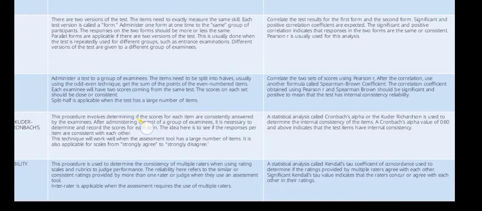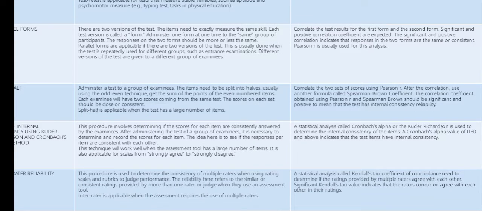A statistical analysis called Kendall's tau coefficient of concordance is used to determine if the ratings provided by multiple raters agree with each other. A significant Kendall's tau value indicates that the raters concur or agree with each other in the ratings.